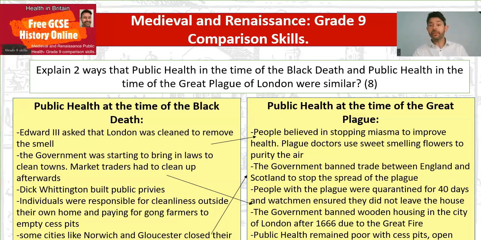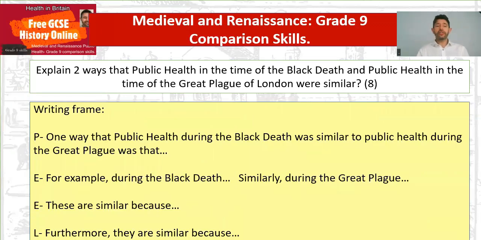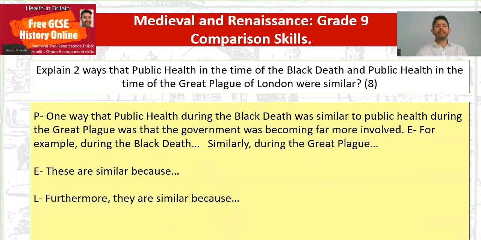So we've got a number of options to explain. We need to explain using our PEEL writing frame. So one way public health during the Black Death was similar to public health during the Great Plague was... give some evidence. During the Black Death, this happened. Use the word similarly, it's such an easy word to use. Similarly, during the Great Plague, this happened. These are similar because... And then if you're going for 7 or 8 marks, you need to think about furthermore: wider people, wider place, wider time, a wider idea, maybe a social change, a bigger change that's going on. Okay, so let's give this a go then.